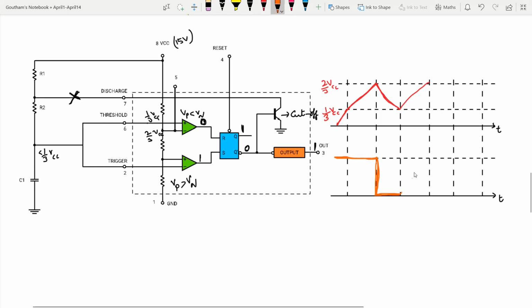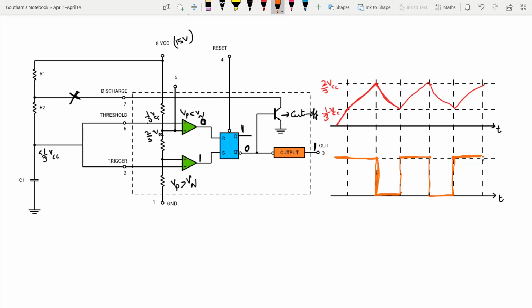So in that time when it is charging, the output of the 555 timer is 1. During the time the capacitor is discharging, that is when the capacitor value is falling from 2/3 VCC to 1/3 VCC, the output is becoming 0 and staying 0. And during the time the capacitor is charging from 1/3 VCC to 2/3 VCC, the output becomes 1 and it stays at 1. So this is how it goes on.